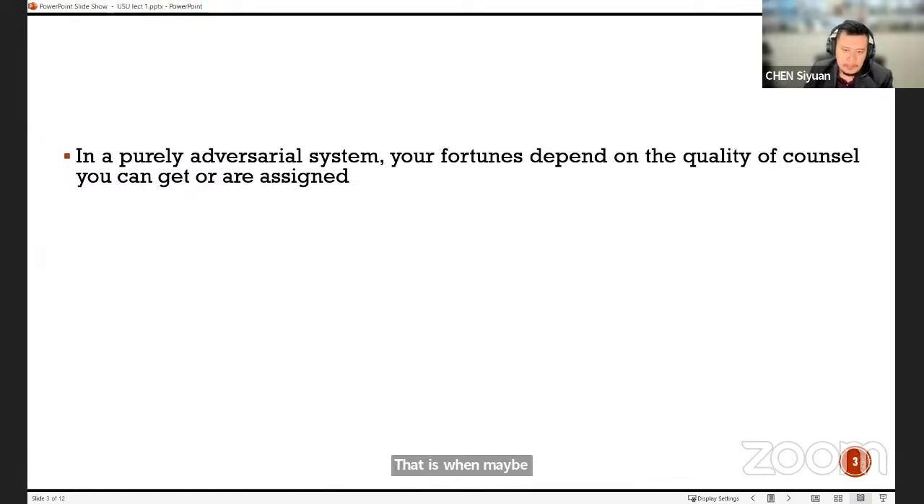And because it's an adversarial system, the court, as far as possible, leaves it to the parties to fight it out, right? The court is a bit like an umpire in a sporting match. So a referee in a football match, a referee in a basketball match, the referee is not going to help either team. The referee is just there to decide if the rules are broken and how to interpret the rules. So likewise, in the adversarial system, that's how it works.